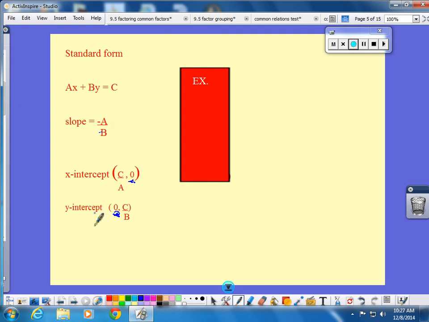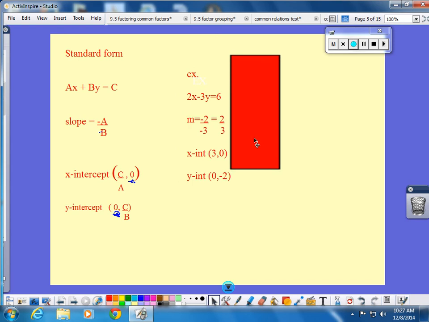So I'm going to give y'all a quiz on these little formulas tomorrow. I'm going to ask you, in standard form, how do you find the slope, how do you find the x-intercept, how do you find the y-intercept. Because if you come in here tomorrow and you don't know that, you might as well stay home.